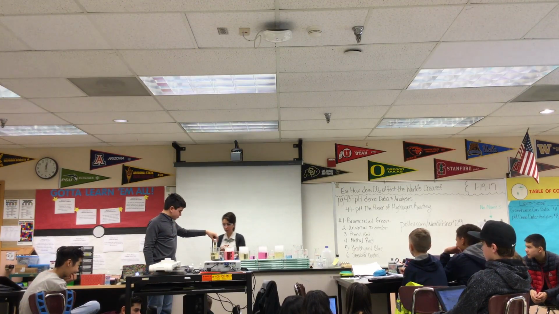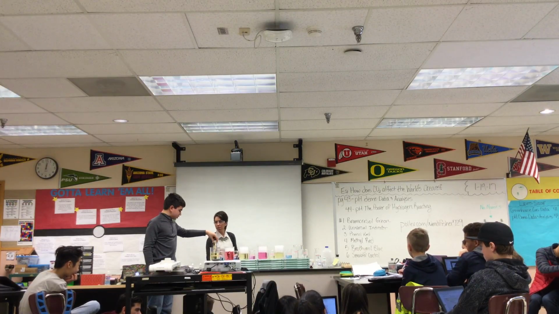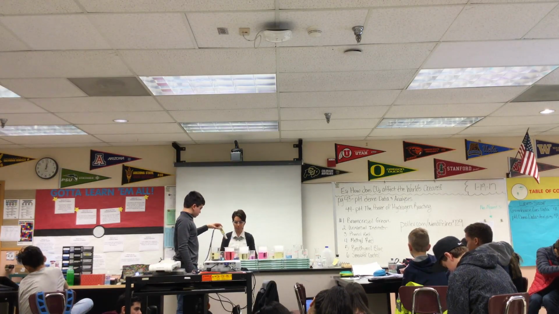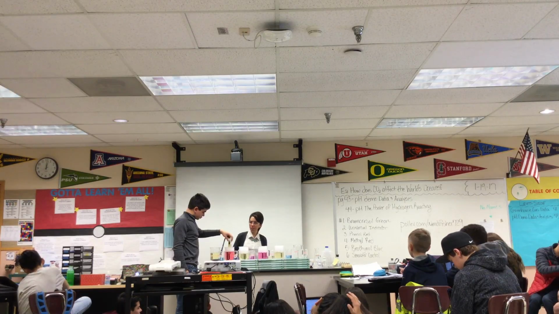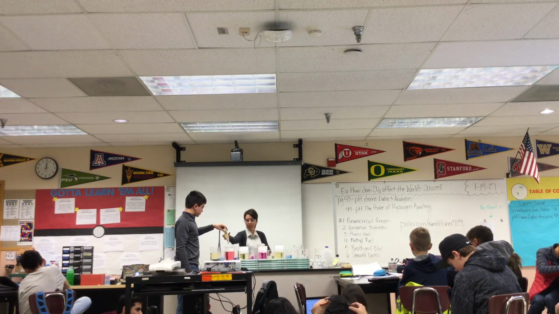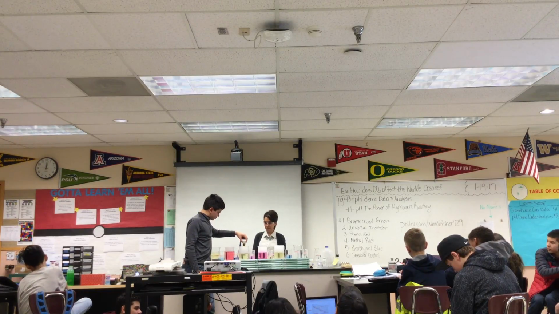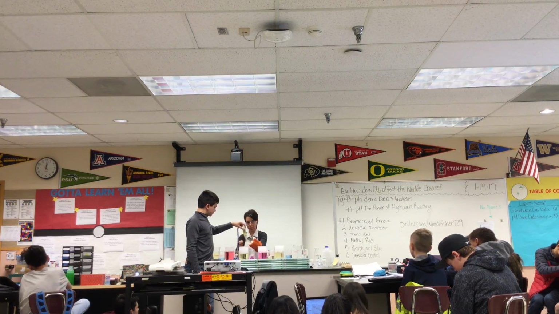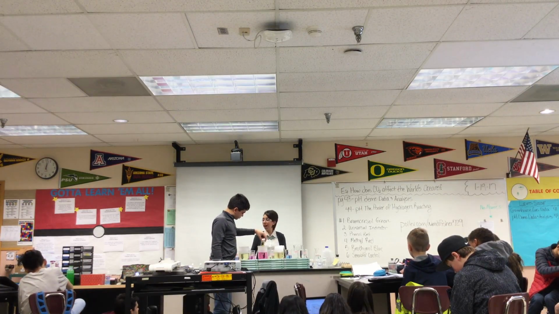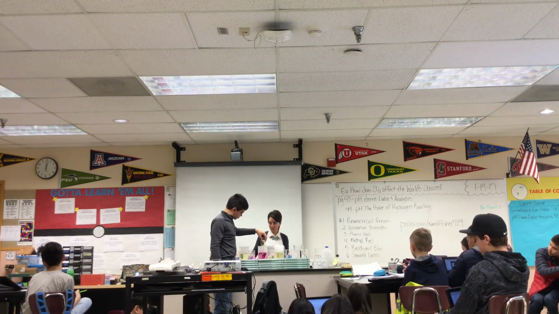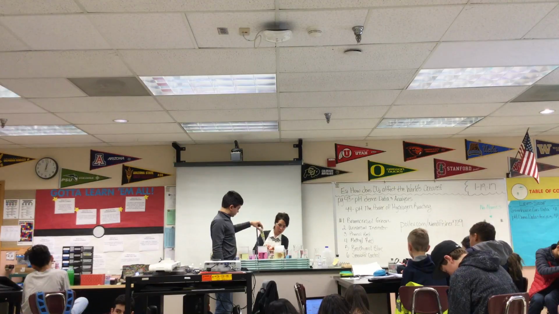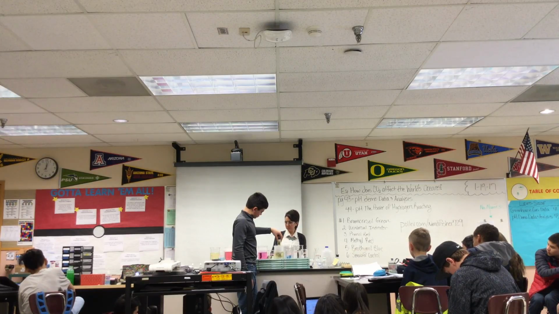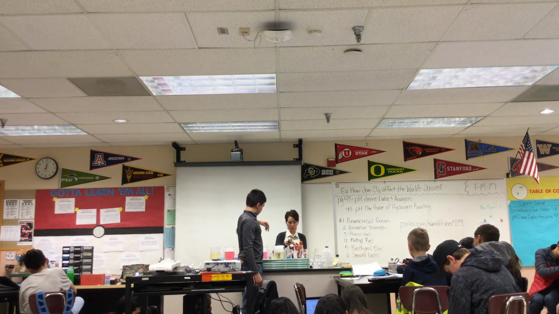So ending pHs, bromocresol green, what do you got? 3.6. Universal indicator, about 2.7. All right. About 5 for phenol red. 4.5 for methyl red. 4.6 for bromothymol blue.